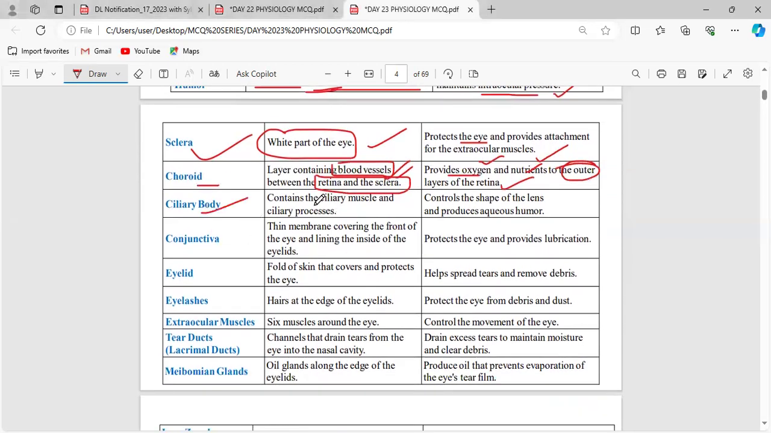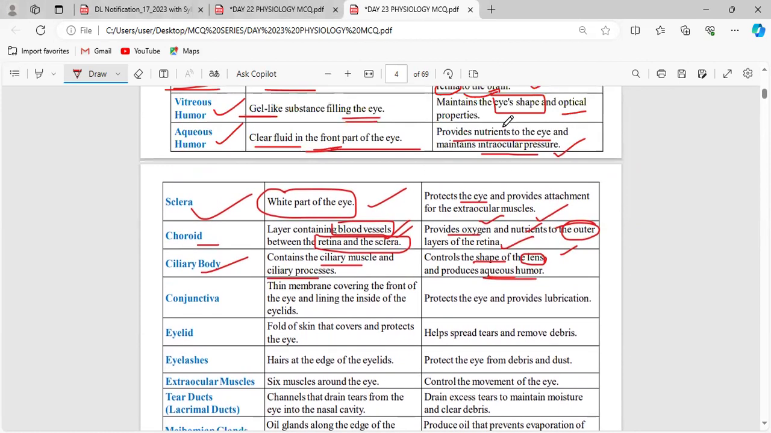The ciliary body contains the ciliary muscle and the ciliary process. Then what is the function of the ciliary body? It also controls the shape of the lens, and produces the aqueous humor. See, aqueous humor is the one providing nutrients and maintaining the pressure, and that is produced by the ciliary body, right?